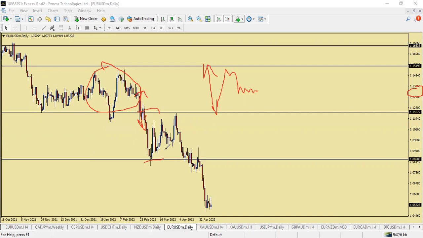So what am I trying to say? You have to be very active when you see price next to these points, to these points, to these points. You have to be very active.